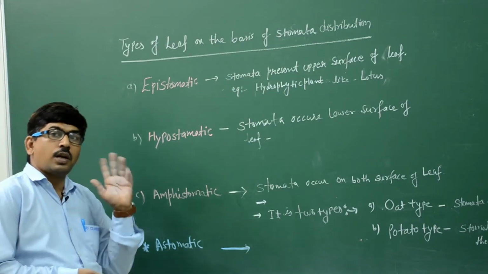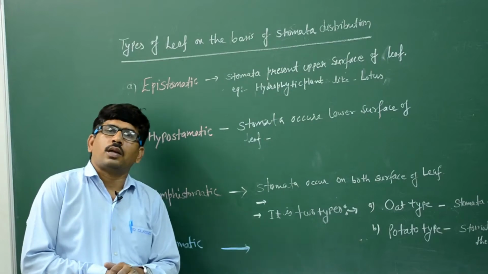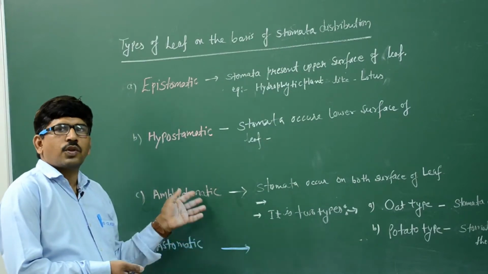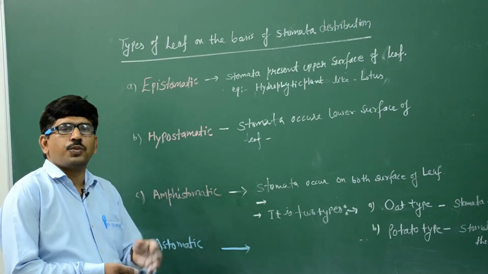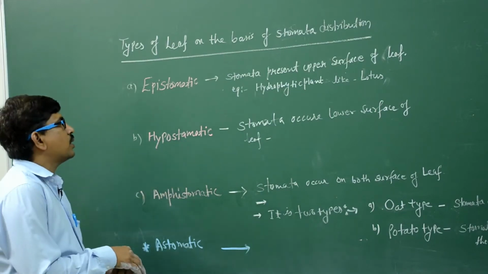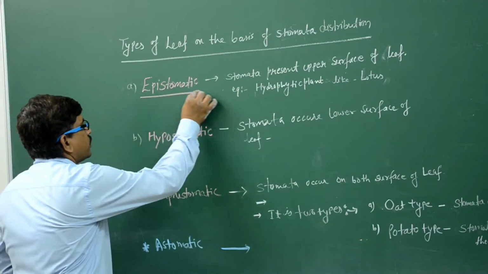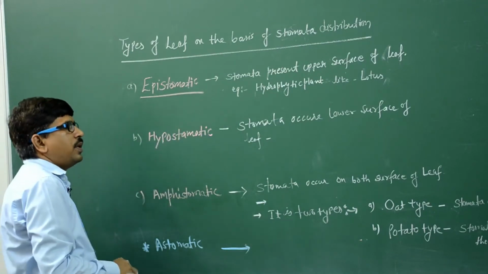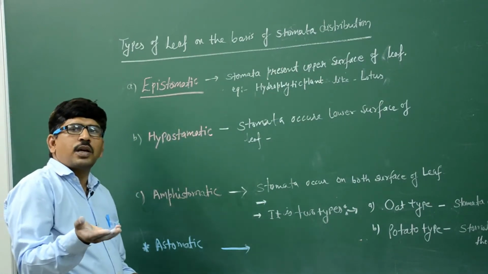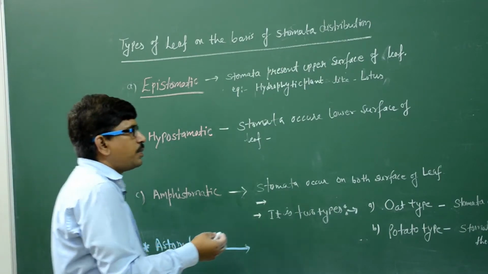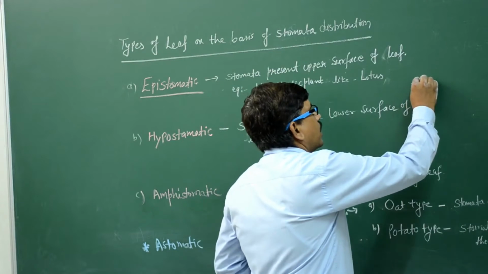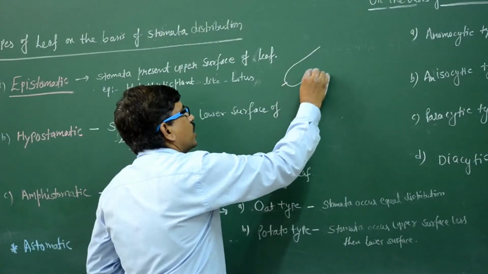We discussed this earlier in 11th class anatomy and physiology: the leaf type on the basis of stomata distribution. So first we discuss the epistomatic. Epistomatic leaf means the stomata are present on the upper surface of the leaves. Upper surface, we can explain with the leaf structure.